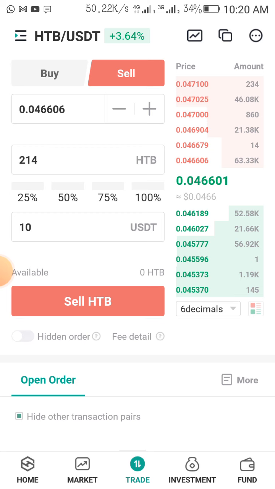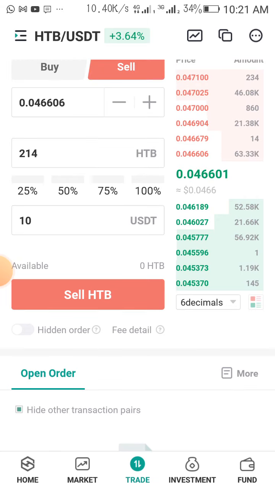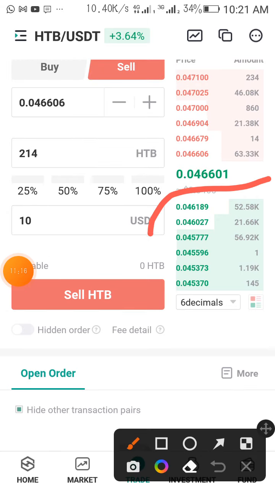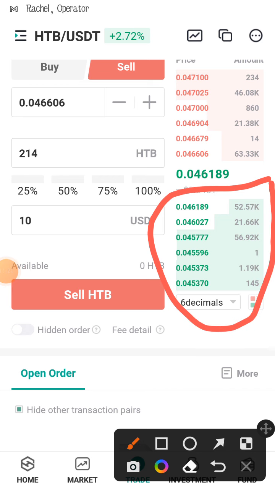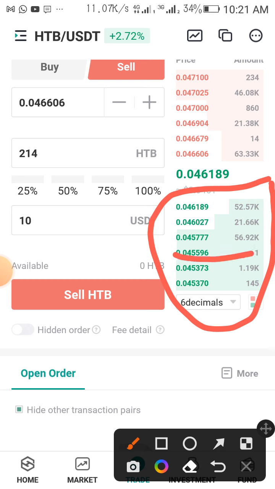Then on the other hand, if I have $10 worth of Hotbit token, what I will do is I will search for someone here that is in between these buyers that want to buy of that range. Like say I want to sell $10 worth. I cannot sell to this person because he only wants to buy one, and the quantity I have is this. So I cannot sell to that person, and I cannot sell to this guy too.